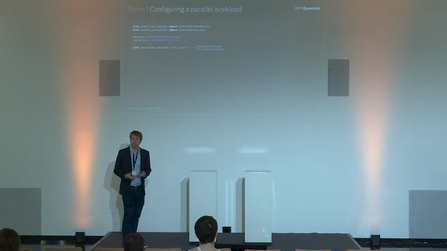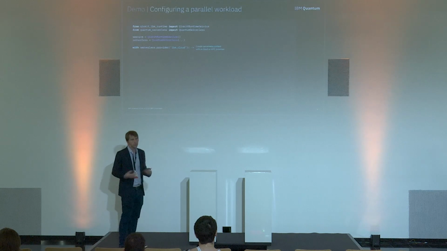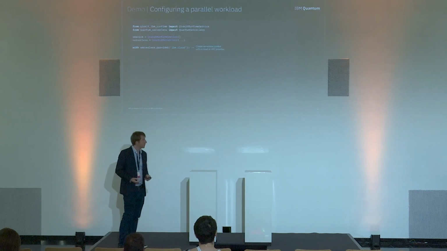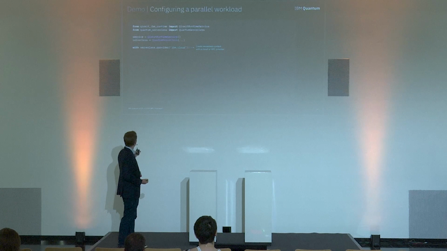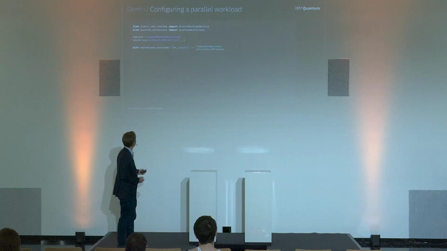So let's have a little bit of a look at some of the code that we might have. The first thing that you need to import is the Qiskit runtime service, as shown here. This will let you use, for instance, samplers and estimators. And then also the quantum serverless here, which will allow us to orchestrate different backends together into one task.